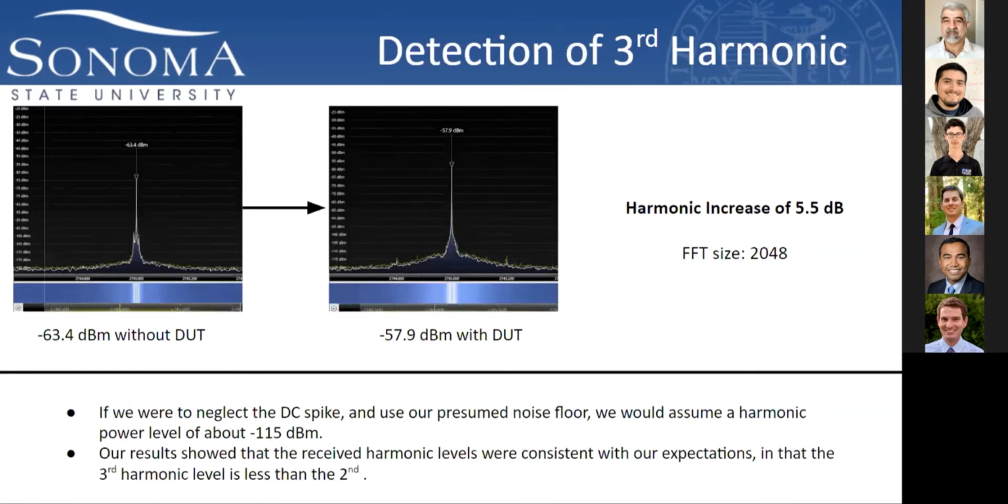Now we did the same process, but this time at the third harmonic. In the third harmonic, the power level is about negative 63.4 dBm without the presence of a device under test. And then with the introduction of the device under test, it went up to about negative 57.9 dBm, which is about a harmonic increase of 5.5 dB. Again, if we were to neglect the DC spike and a presumed noise floor, we can assume that the harmonic power level is about negative 115 dBm. Our results showed that the received harmonic levels were consistent with what we expected, and that the third harmonic is less than the second.